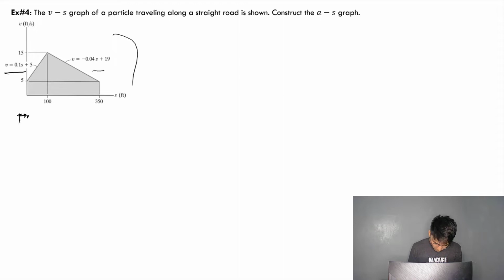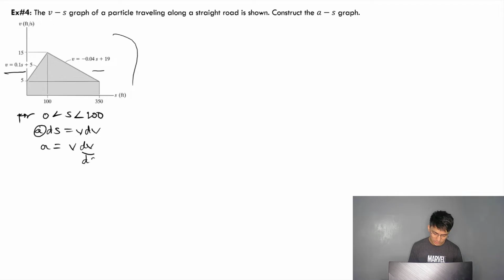For, let's say, 0 less than s less than 100 muna tayo. To find the value of the acceleration, syempre, ang gagamitin pa rin natin na formula is yung a ds is equal to v dv. And solving for the acceleration is equal to v dv over ds. But the problem, ang given sa atin is the velocity. Paano natin masasolve yung acceleration?